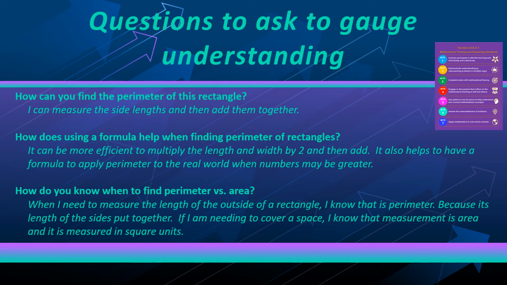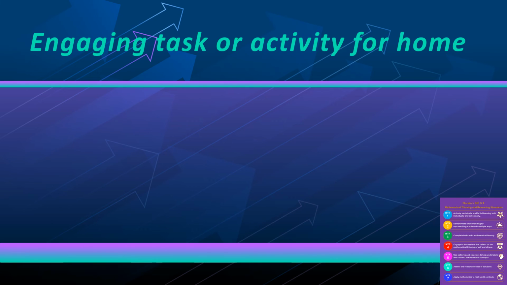How does using a formula help when finding perimeter of rectangles? Hopefully students can articulate that using the formula assures that every time they are finding the perimeter of a rectangle, they're guaranteed to be able to find the accurate measurement. The last question is really important because we know that students can confuse the measurement of area and perimeter. So giving them a chance to really explain the difference and give examples of what both of the measurements might be. Measuring perimeter happens in the real world all the time.